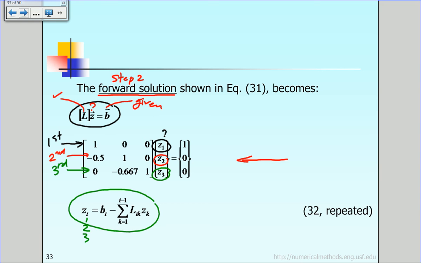The L matrix is known, the right hand side vector B is given, and therefore we can solve for the unknown Z1, Z2, and Z3. By looking at the first equation, we can solve for the unknown Z1. Looking at the second equation, we can solve for the unknown Z2. And looking at the third equation, we can solve for the unknown Z3. In general, we can use equation 32 that we give you here in order to solve for the unknown Zi, where the subscript i could be 1, 2, or 3. So this will take care of step number 2.